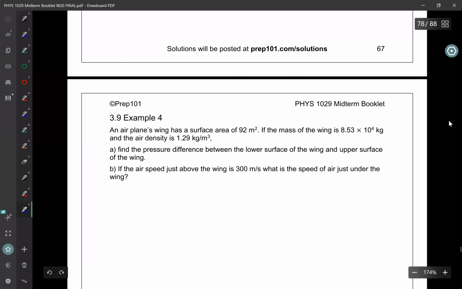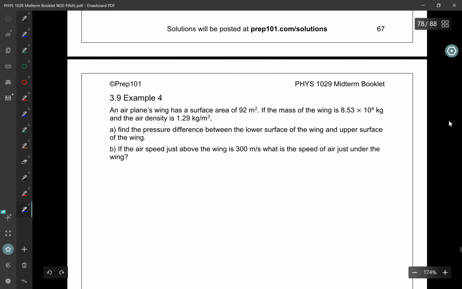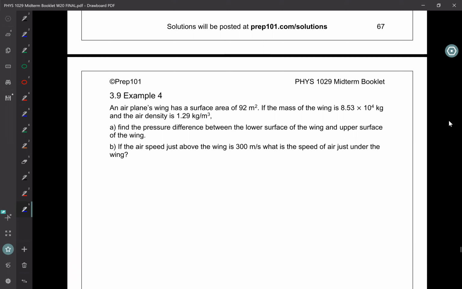Hi everyone, we are going to solve 3.9 example 4 of our booklet on Bernoulli's law and pressure difference. An airplane's wing has a surface area of 92 meters squared. If the mass of the wing is 88.53 times 10 to the power of 4 kilogram and the air density is 1.29 kilogram per meters cubed, find the pressure difference between the lower surface of the wing and an upper surface of the wing.